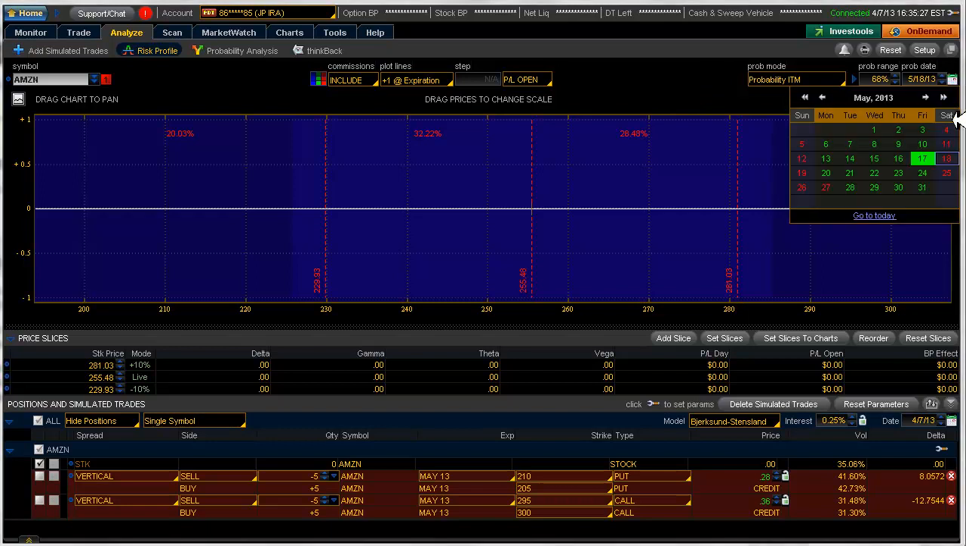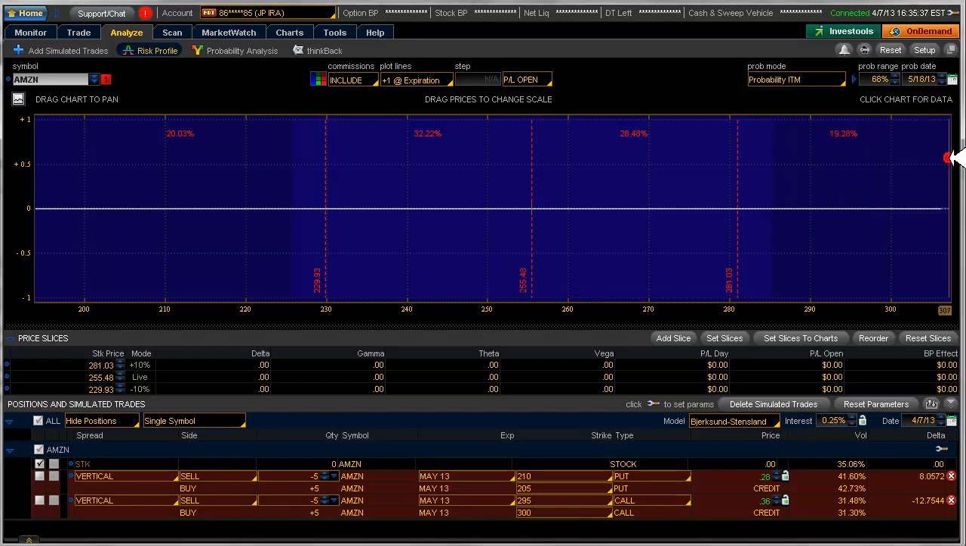So just to make sure that we're in the right place here, we set our probability date to May 18th, which is actually when the options expire. They actually expire on that Saturday. So we select that date, and then we take our price slice here and we just slide it out until, watch this number up here, we want that number to go down to 5%. So on the put side, on the downside, we want to be at 5%.